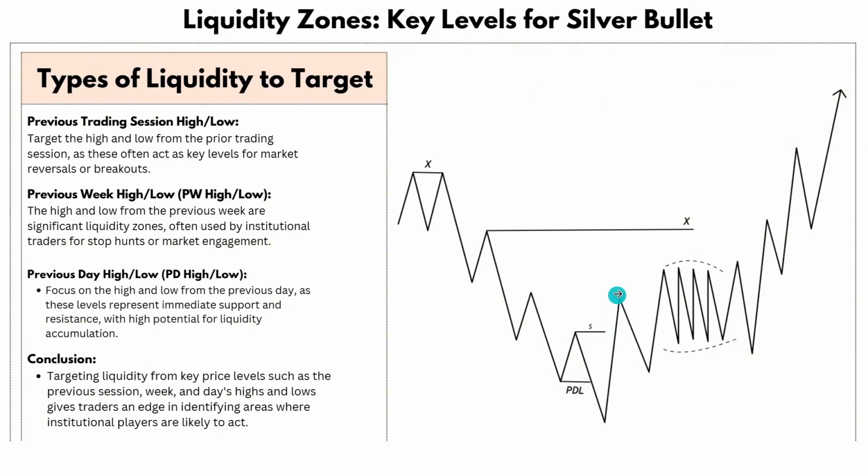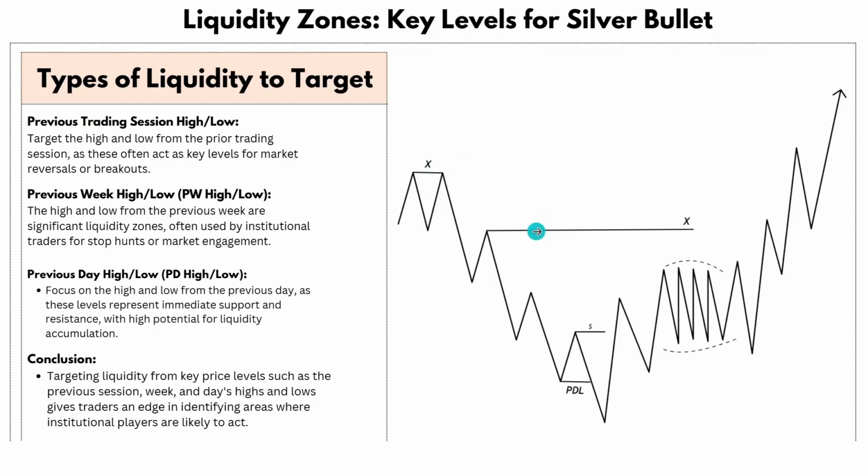And after this right here, we can see that price will give us a slight pullback to then start giving us higher time frame movement to target previous session highs or previous week's highs right here. As you can see, this is our double tops right here. This is another point of liquidity.